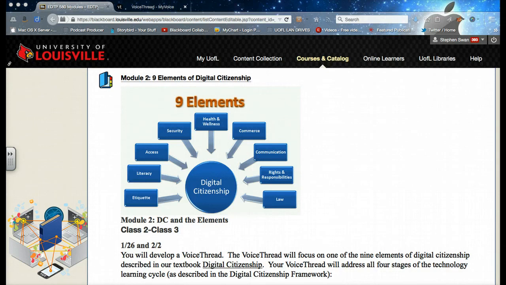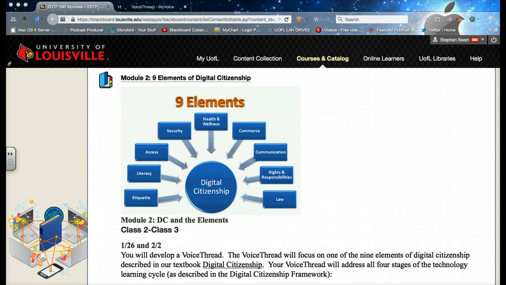Hello everyone, this is a screencast for Module 2 that is all about the beginnings of our understandings on the 9 elements of digital citizenship. As you can see from this graphic, the 9 elements of digital citizenship have to do with digital security, digital access, digital literacy, digital etiquette, digital health and wellness, digital commerce, digital communication, digital rights and responsibilities, and digital law.